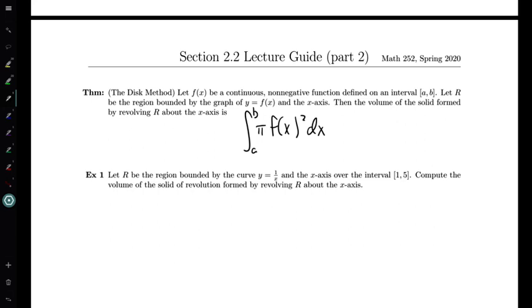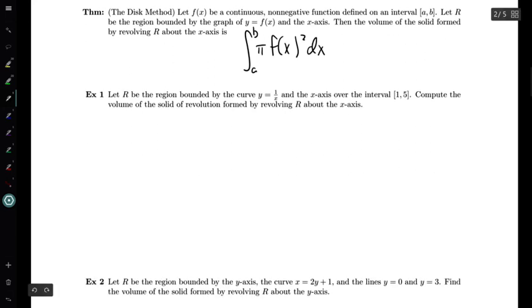Great, so let's see a little example here, or maybe even two examples. First, we want to let R be the region bounded by the curve y equals 1 over x, and the x-axis over the interval from 1 to 5. Compute the volume of the solid of revolution formed by revolving R about the x-axis. So this is exactly the setup that we have in the statement of the disk method. In terms of a picture, we're looking at the interval from 1 to 5.